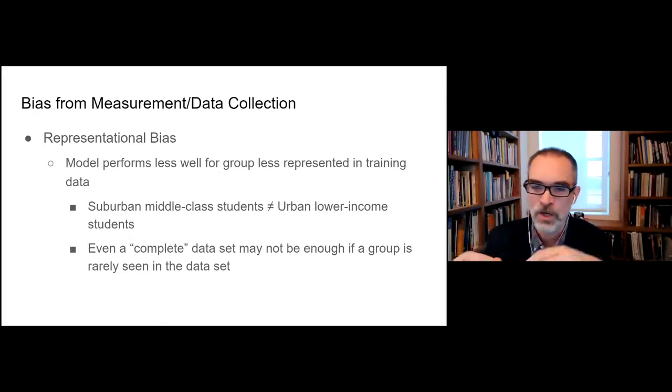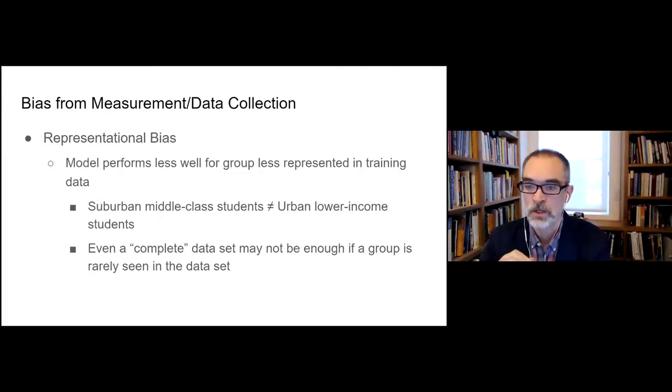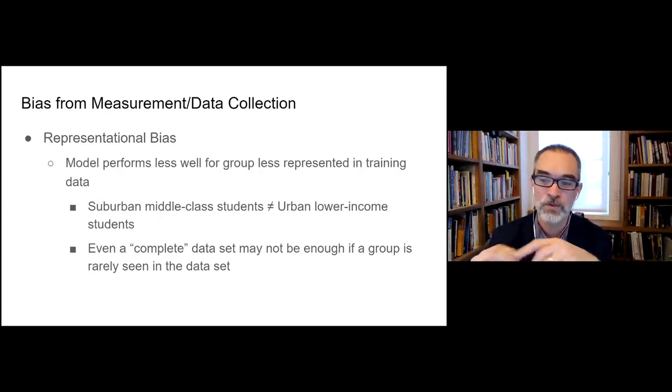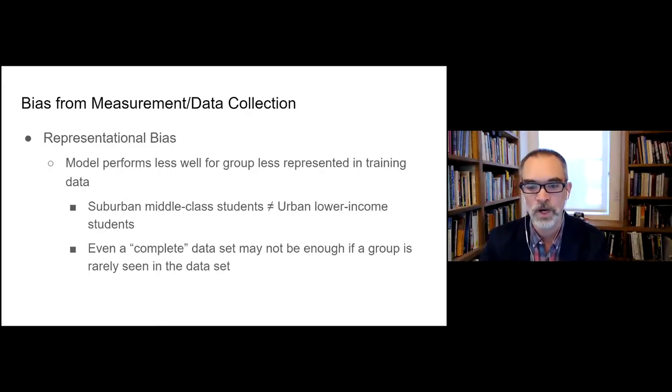measurement data collection stage, one of the most common forms of bias that arises is representational bias, where a model performs less well for groups that are underrepresented in the training data. It may seem obvious, but still important to highlight that suburban middle-class students are not the same as urban lower-income students. Yet research and edtech often end up developing their models with more affluent schools, many of which can be more open to research partnerships because they have more resources to manage disruptions to their schedules, and can also feel less pressure under state accountability systems to increase test scores.